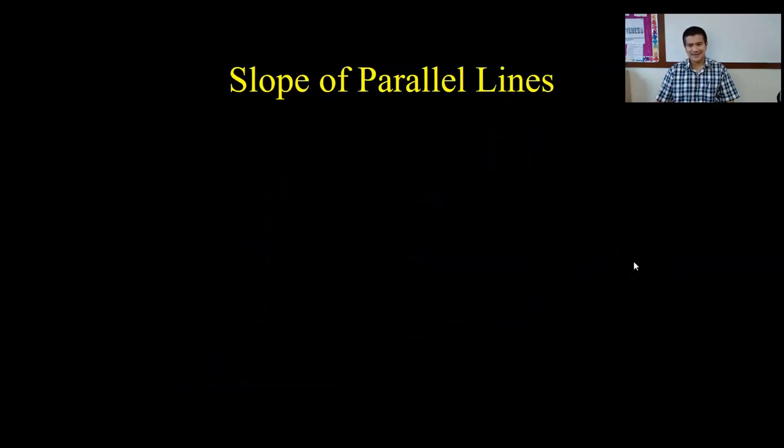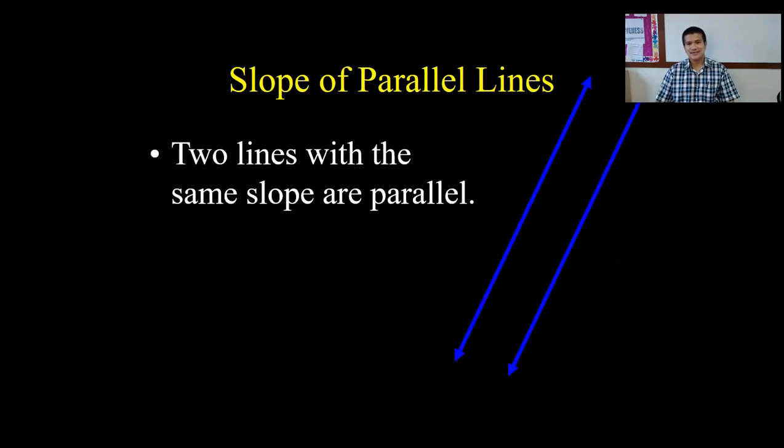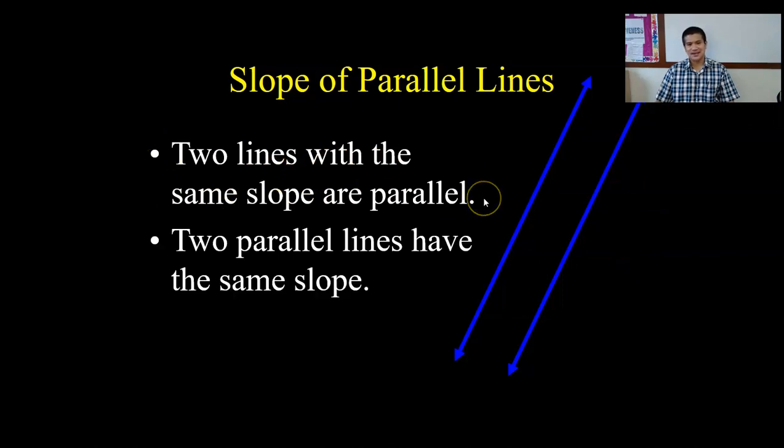Slope of parallel lines. How will we determine that the lines are parallel? Two lines with the same slope are parallel lines. If you solve the slope from the different points and the slopes are the same, then those are parallel lines. Two parallel lines have the same slope.